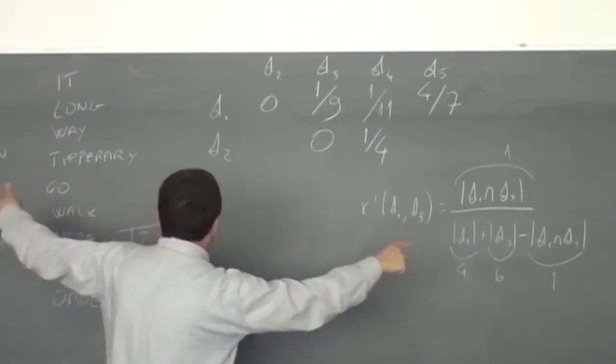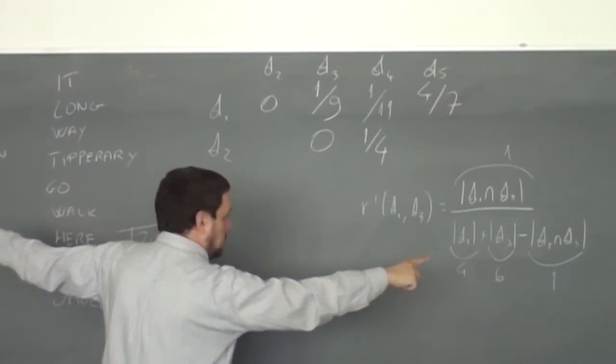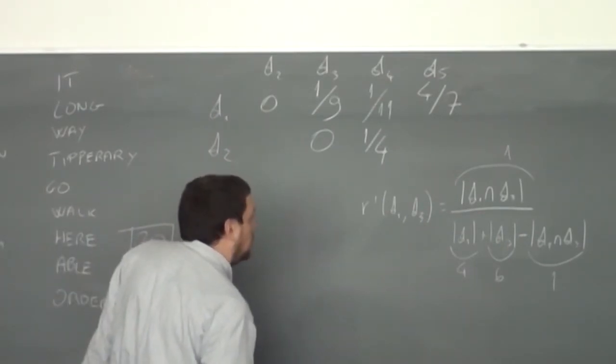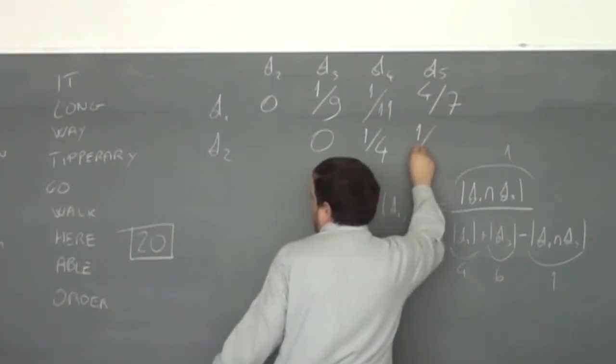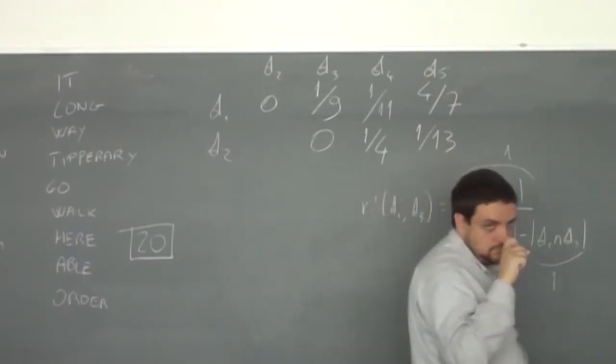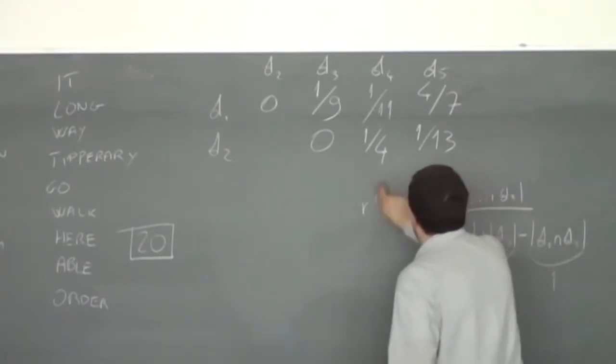Again, D2 and D5. And nothing else. So it is 1 over 13. At least it seems to me. Yes. Perfect.